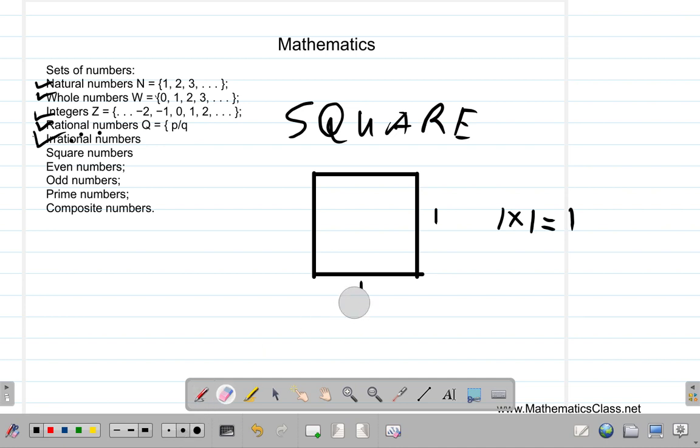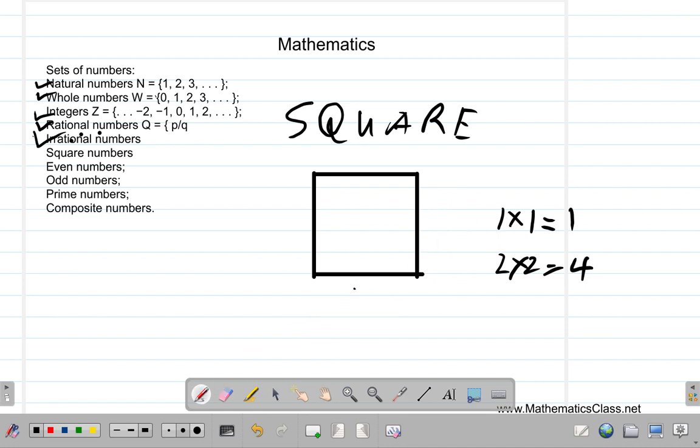Now imagine that we have this width is 2 and the height is 2. You see, what we have is 1, 2, 3, 4. 4 squares inside here. So 2 times 2 gives you 4. 4 is another square number.